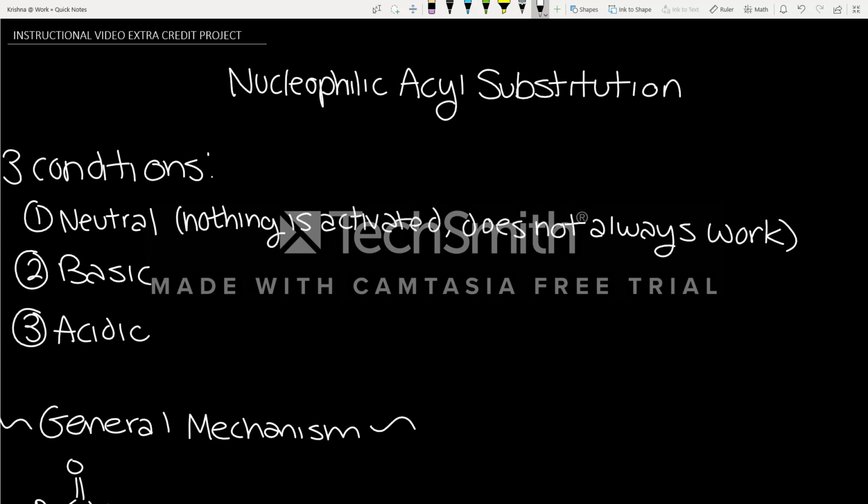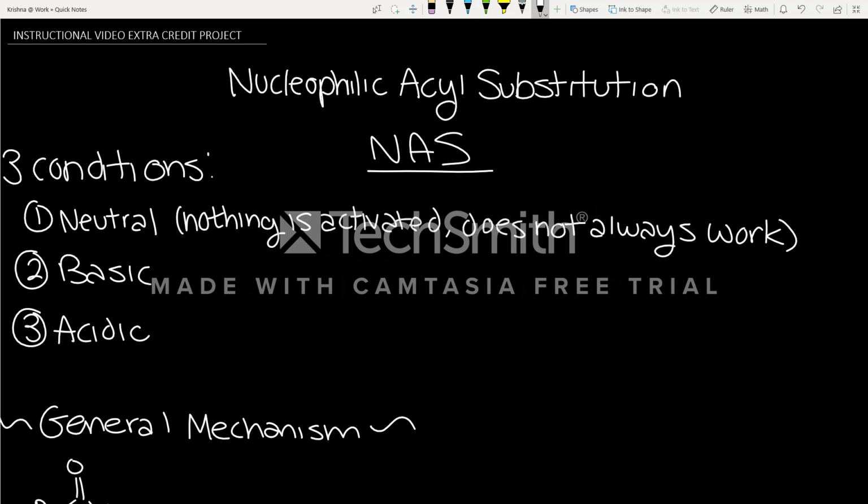Hey guys, today we will be learning about a key mechanism seen in many organic chemistry reactions called nucleophilic acyl substitution, or NAS. So, we will be going over the general mechanism of NAS and how this mechanism plays out with different reaction conditions. The three conditions we will be going over are neutral, basic, and acidic.